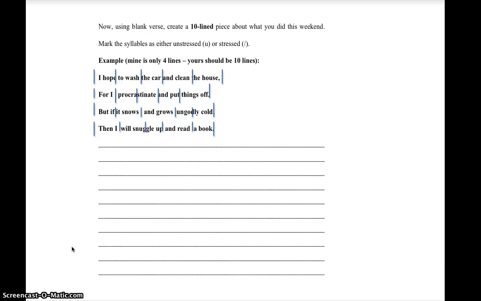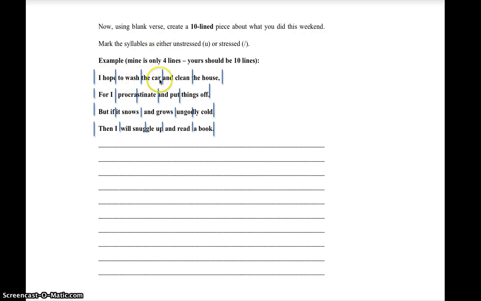And the back is like this. As you can see, you're going to create 10 lines, and I've given you 10 lines. 1, 2, 3, 4, 5, 6, 7, 8, 9, 10. On each one of these 10 lines, you're going to create a line that is 10 syllables long. Where you're going to talk about what you did this weekend or what you want to do this next weekend or something. Just something about yourself, but you're writing in blank verse.